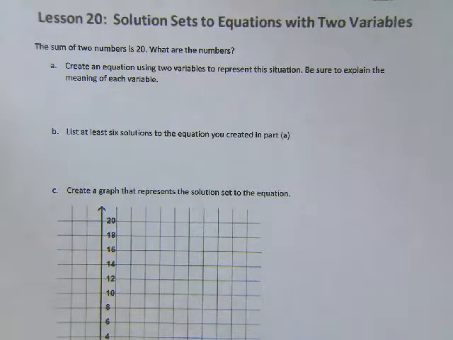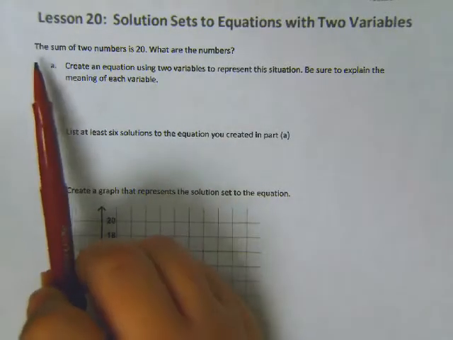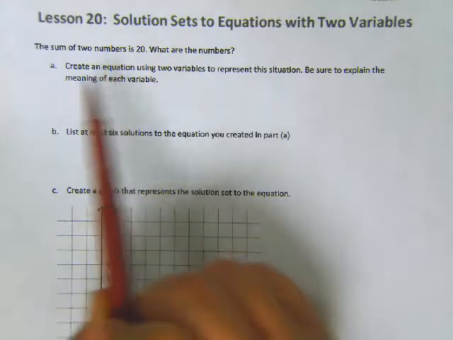Alright, so this video is going to cover equations with two variables and what their solutions look like. So you need to take these notes on this paper that you picked up today. The first thing says the sum of two numbers is 20, and what are those numbers?